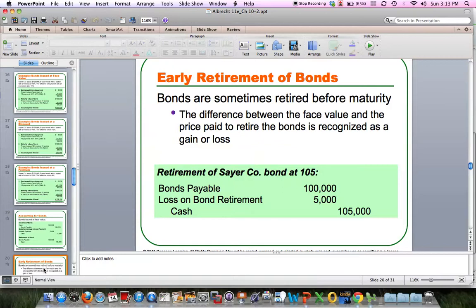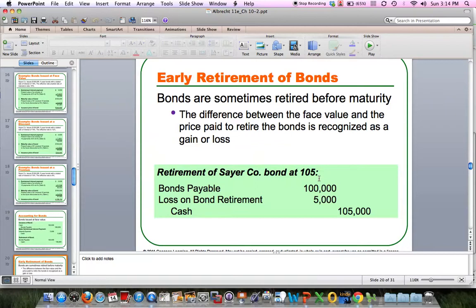And so that 105 means we have to pay the bondholders a little bit extra to get the bonds back from them. And so we're debiting the bond payable for the full 100,000 that we owe, and then we debit loss on bond retirement for that extra 5,000. Okay, when you see that 105, think of that as 1.05. Multiply that by the bonds payable number of 100,000, and you get 105, obviously. And anything above 100,000 is our loss. And so we're losing 5,000 by paying these bonds off early.